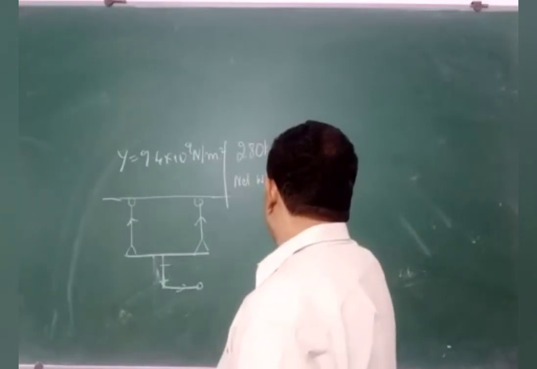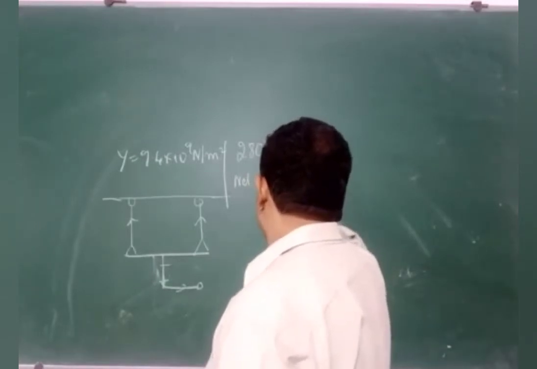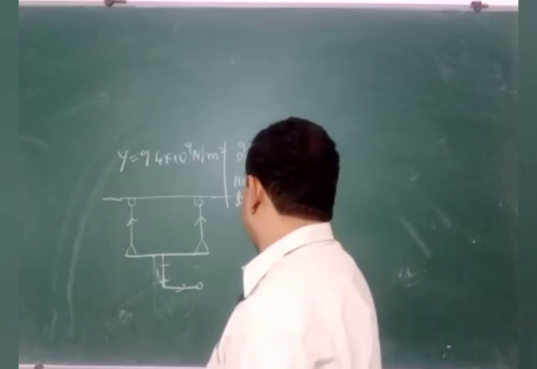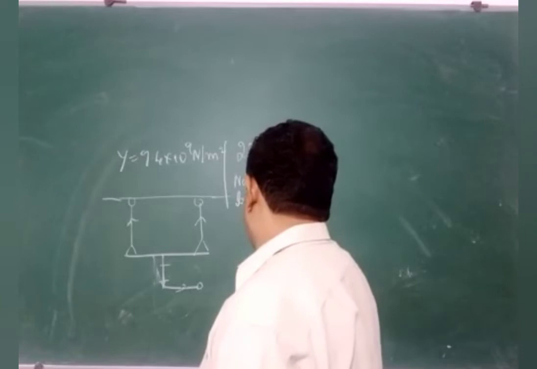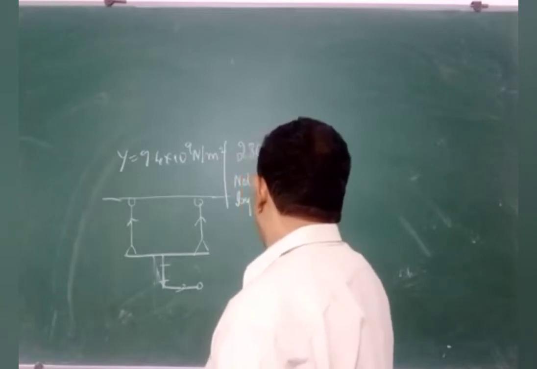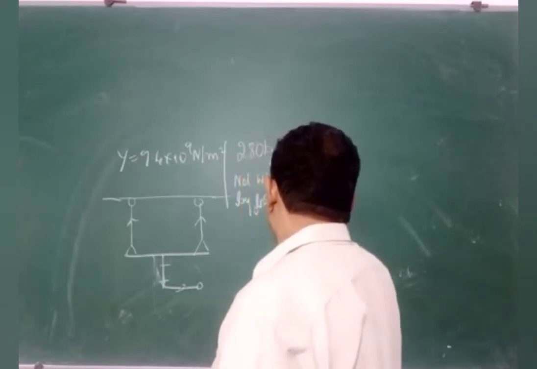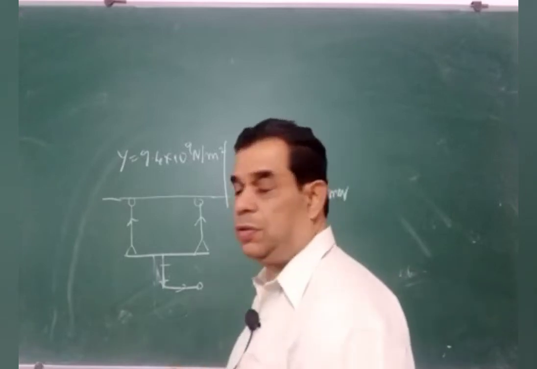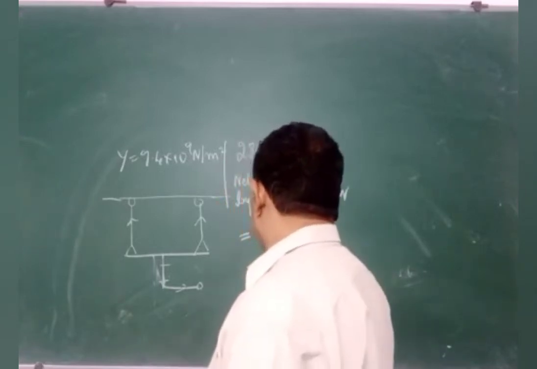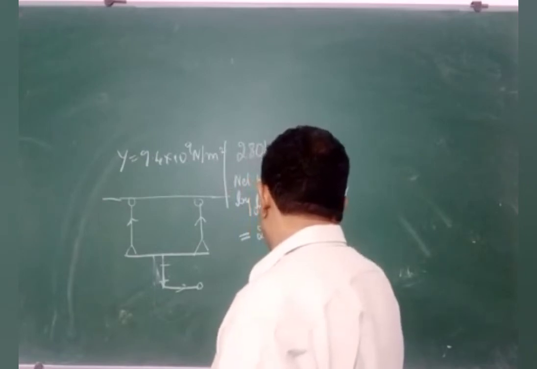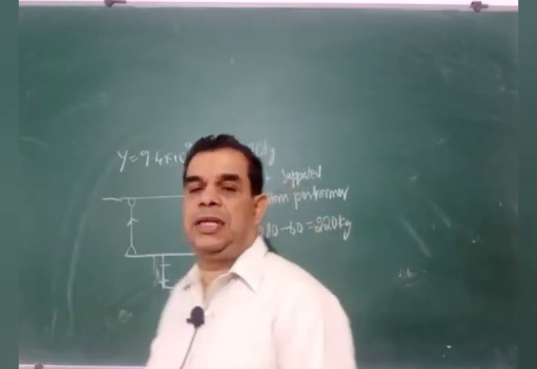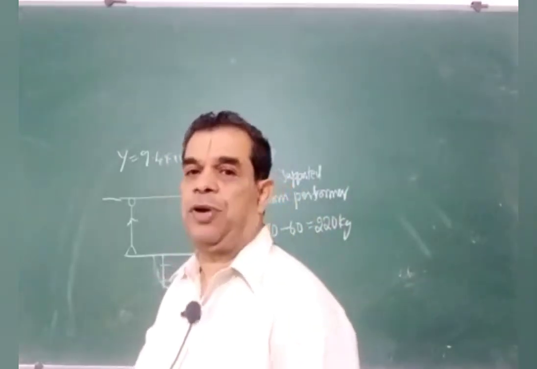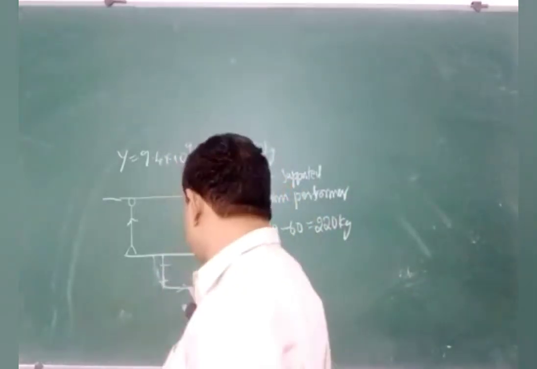supported by the bottom performer is equal to 280 minus his weight, 60. That is 220 kg. Because he is not supporting his own weight. His backbone is supporting it. We wanted the load on his legs.